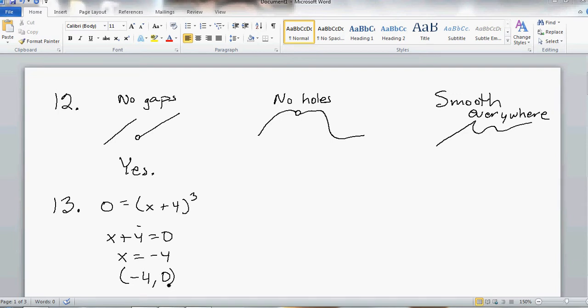Now to find the y-intercept, we let x equal 0. Or in other words, we find f of 0. F of 0 would be 0 plus 4, the quantity cubed, which is 4 cubed, which equals 64. And so when x is 0, y is 64. So this is the x-intercept, and this is the y-intercept.